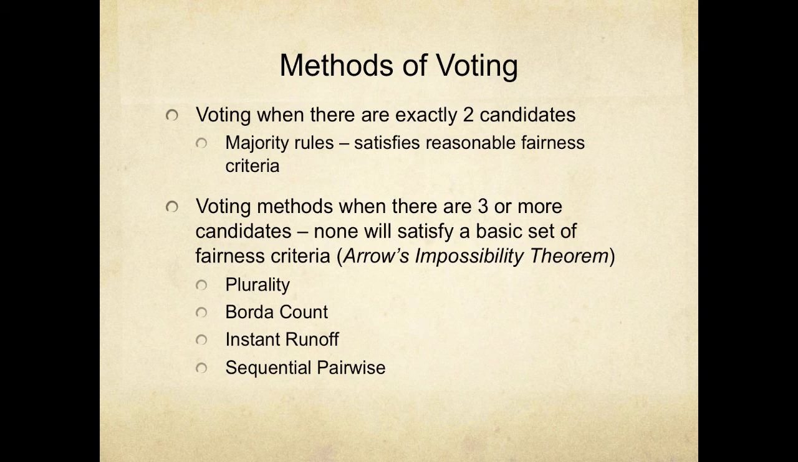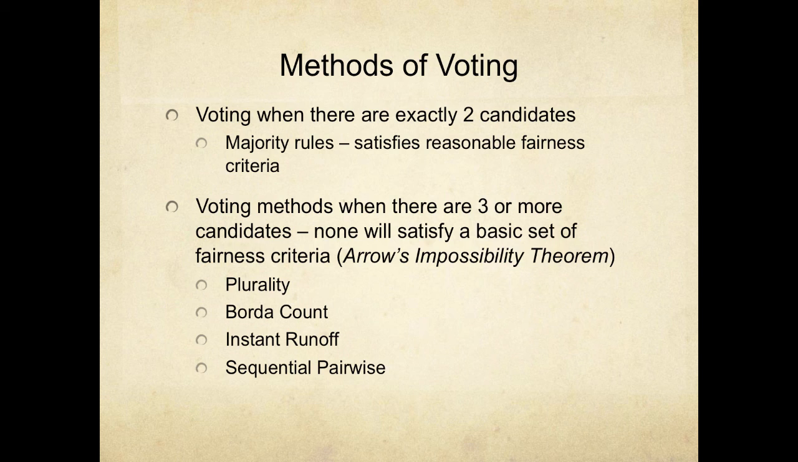So then, voting methods when there are three or more candidates, it turns out none of them will satisfy a basic set of fairness criteria, which is known as Arrow's impossibility theorem. This is something that was discovered and proved in the 1950s. A fundamental result of the mathematics of voting.